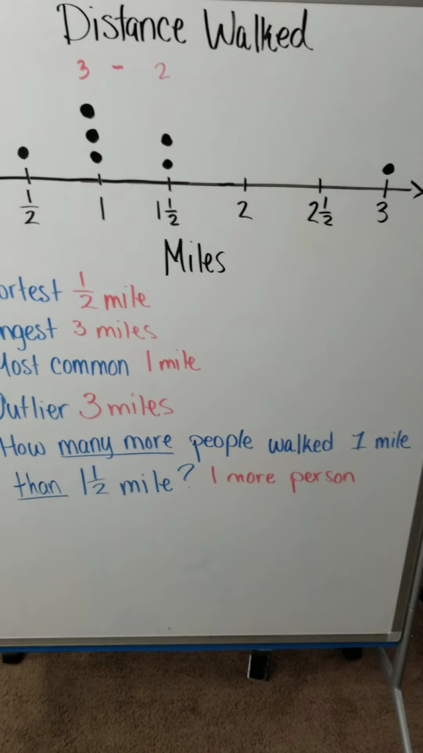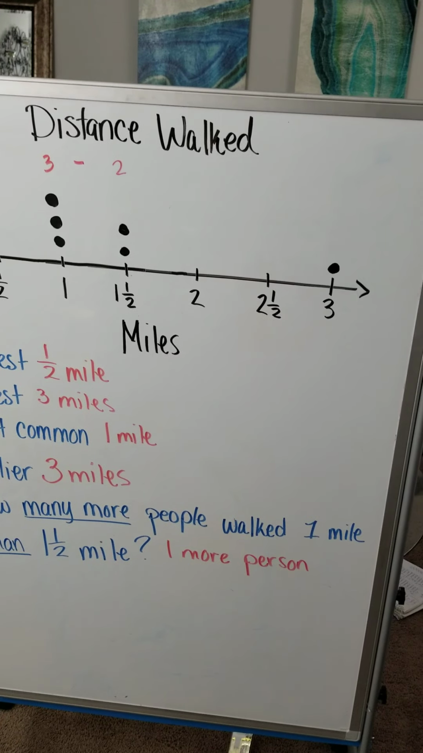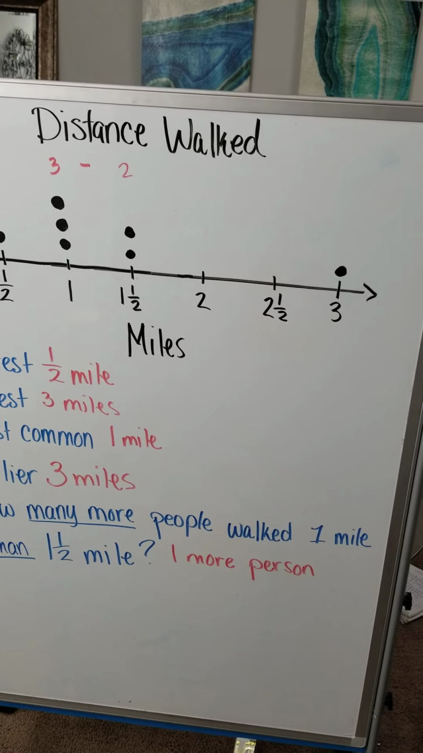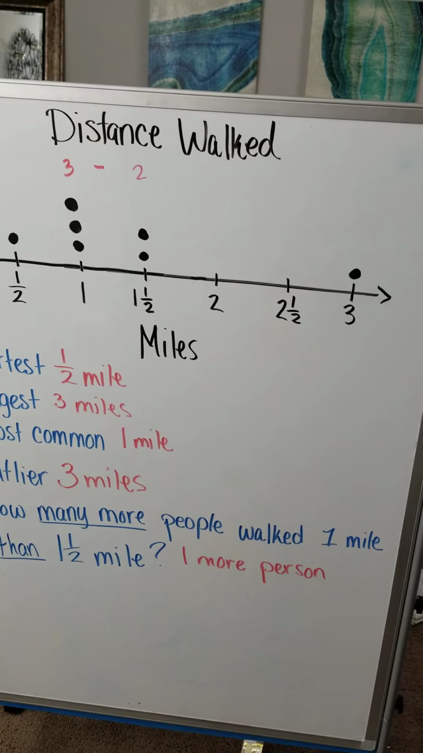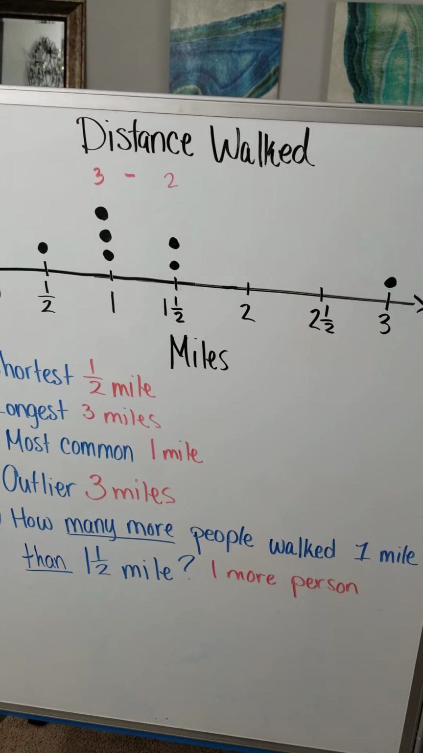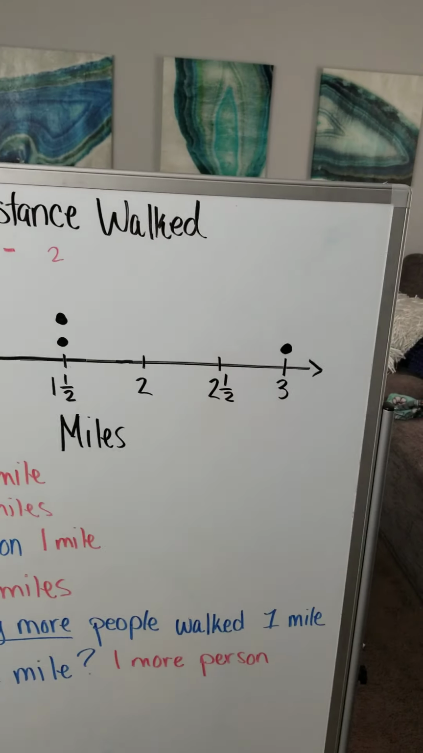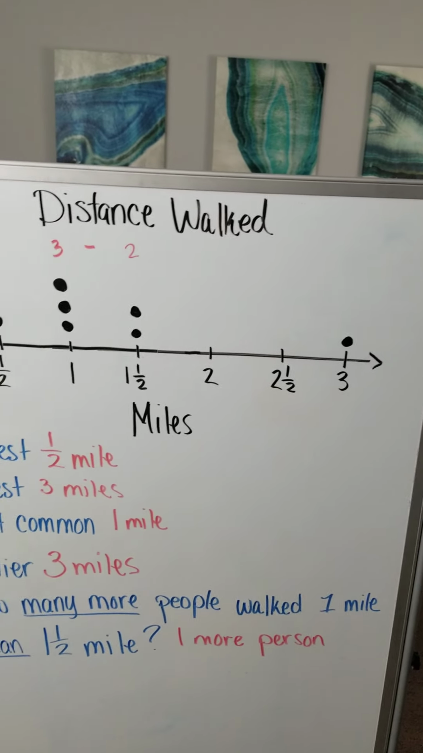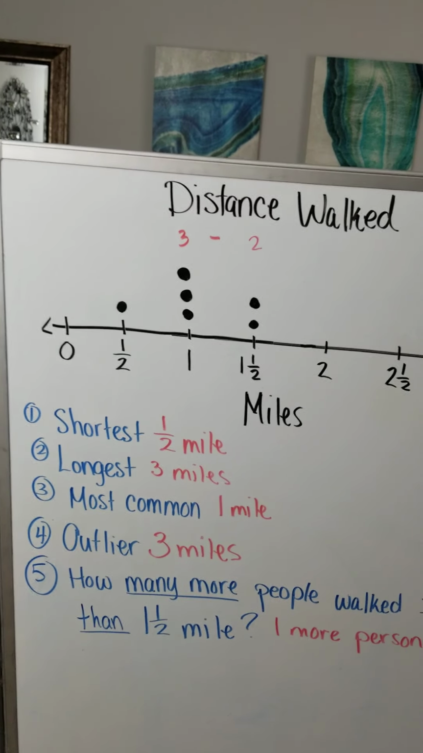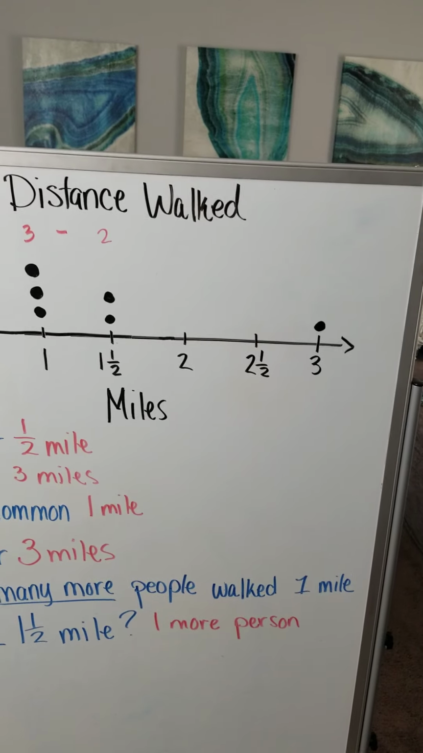Now on Convince Me, the question says, put 4 dots on the line plot below, so 3 is not the outlier. How did you decide where to place your dots? So if we're looking at our line plot, 3 is our outlier because it's the most different from the rest of the data, but they want us to put dots on here so that way it's no longer the outlier.